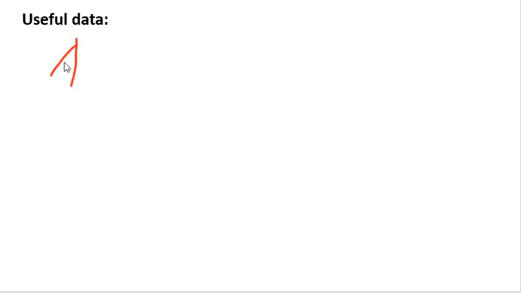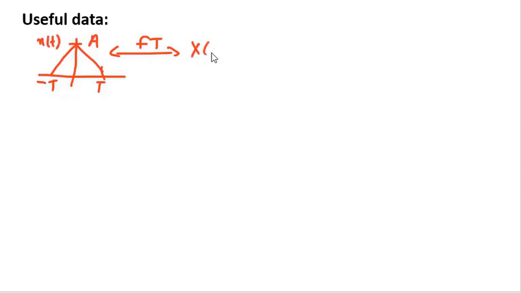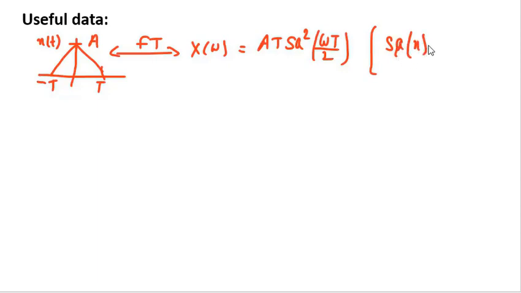So the Fourier transform of a triangular function, which is defined from minus T to T, which has amplitude of A, if it is x of t, then the Fourier transform X of omega will be A times T times the sampling function squared of omega T by 2, where the sampling function is defined by Sa of x equal to sin x by x.